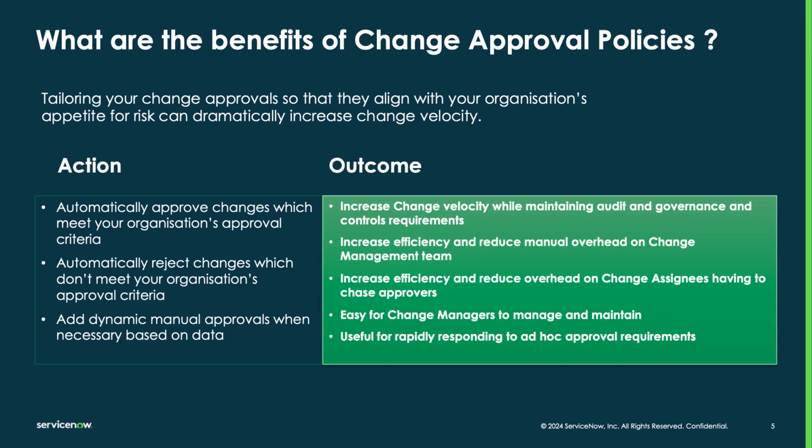Now, the main benefit is speed, right? Velocity. You'll be able to deploy changes faster while also reducing the time that developers and change managers spend on the change approval process. And we could reduce risk because we could also reject changes, right? If they don't meet the criteria for an automated approval, we could reject them or we could escalate them for a manual approval. So those are three big benefits of implementing this solution.